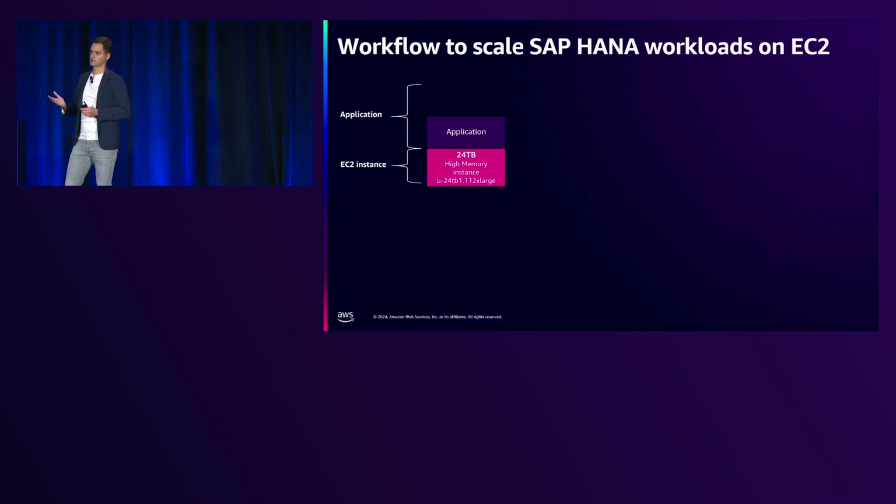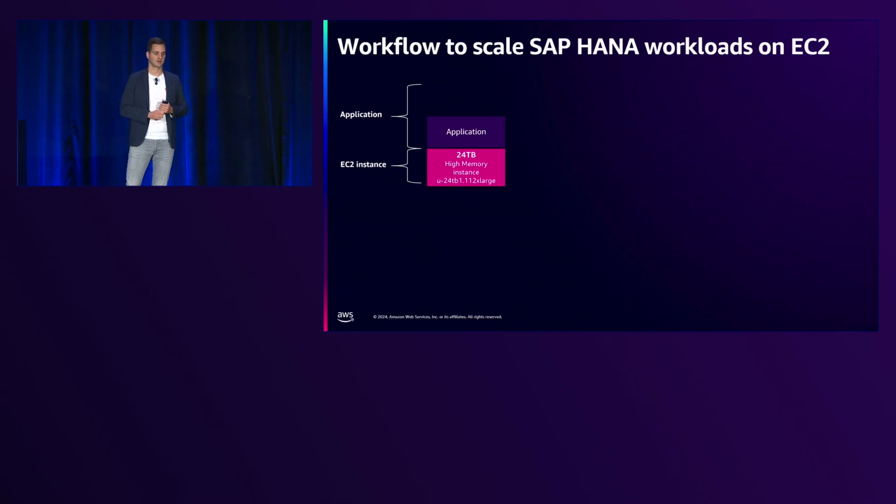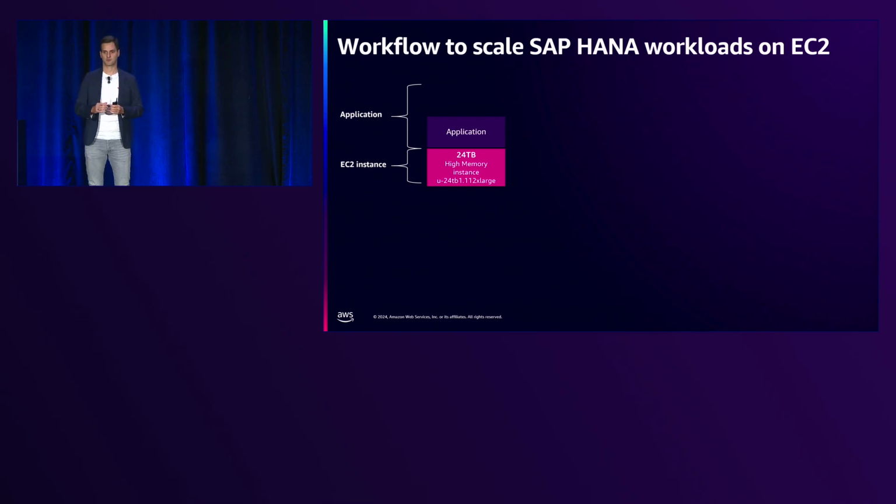So how to get to these instances? Vikas touched a little bit on how to do the instance resize, and I want to explain this in a little bit more detail. So I want to walk you through an instance resize. In this example, let's imagine we are on a 24 terabyte, the previous U-24 terabyte instance, and we need more memory, but also more performance. So how to get there?